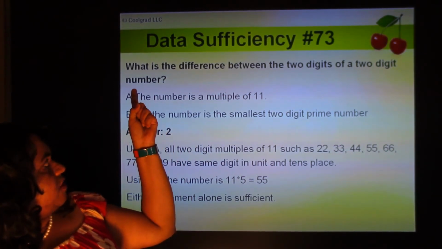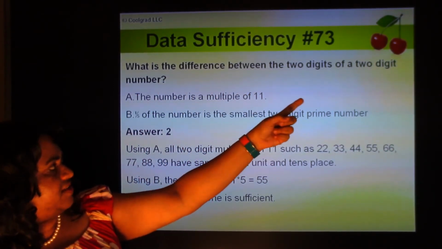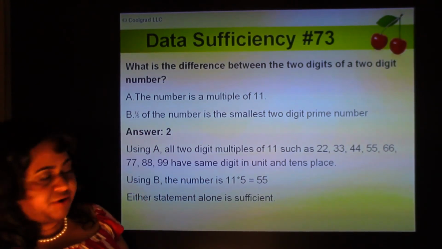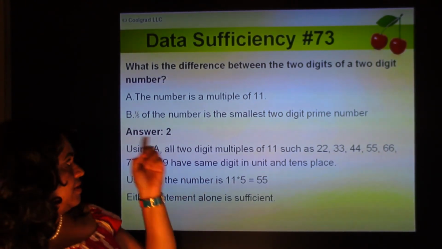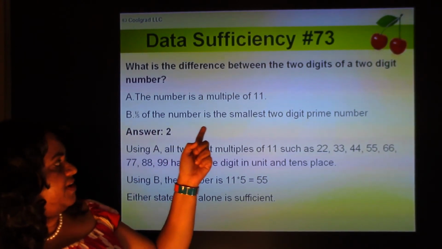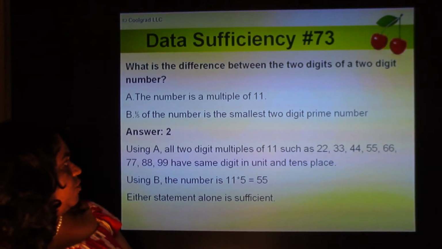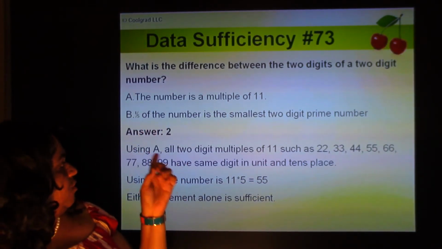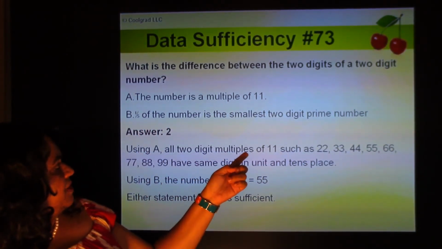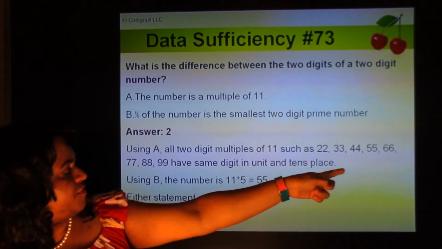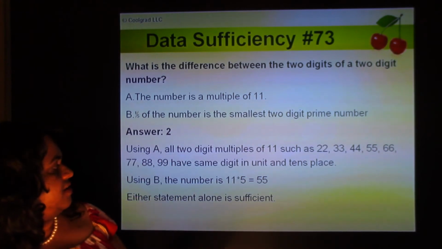73. So what is the difference between the 2 digits of a 2-digit number? Statement A. The number is a multiple of 11. Statement B. 1/5 of the number is the smallest 2-digit prime number. So using statement A alone, all 2-digit multiples of 11 are 22, 33, 44, 55, 66, 77, 88, 99.